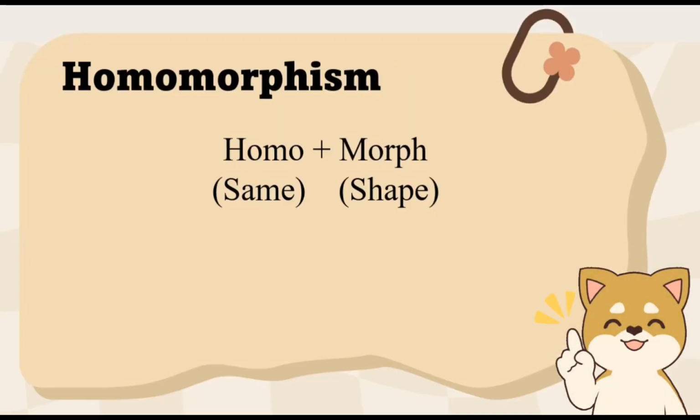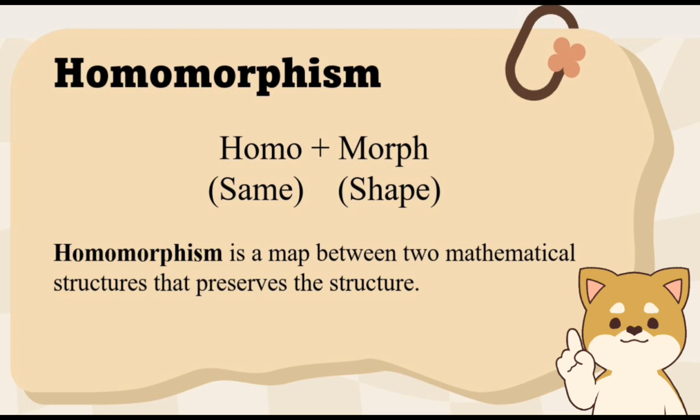Homomorphism. So homomorphism is a combination of the homo, which means same, and morph, which means shape. So it is a map between two mathematical structures that preserves the structure. Meaning, it is a way to compare two groups for structural similarities. It's a function between two groups which preserves the group structure in each group.